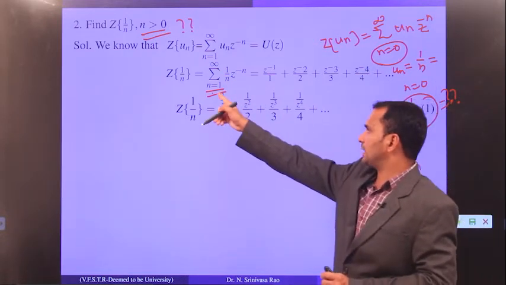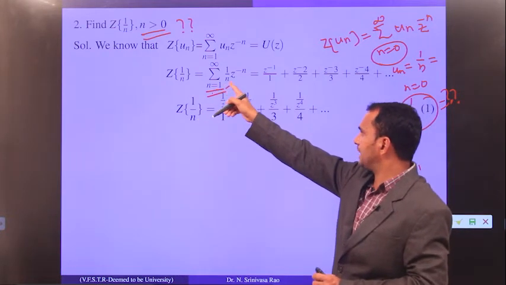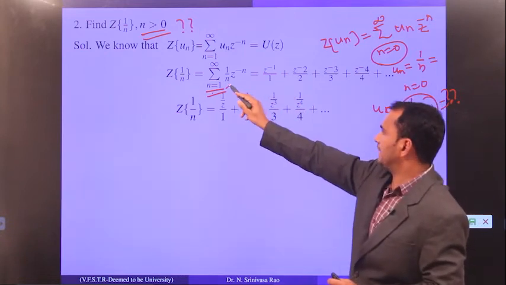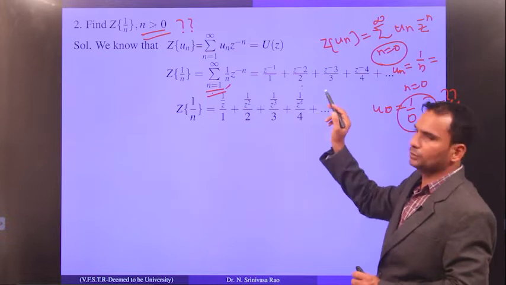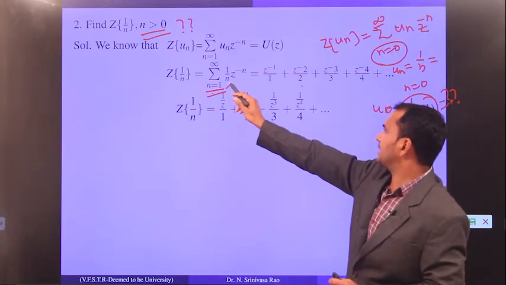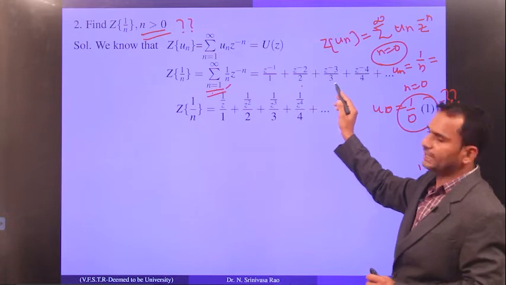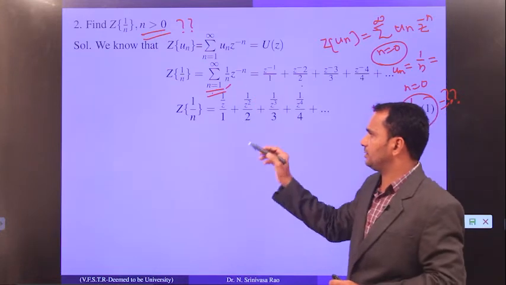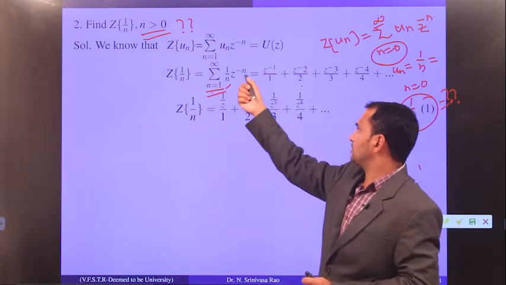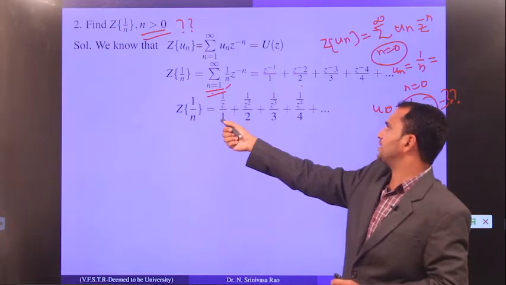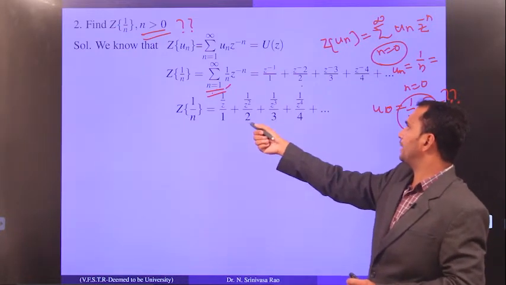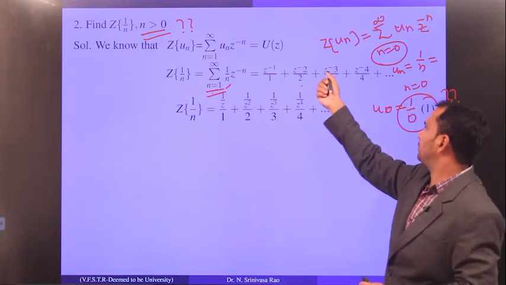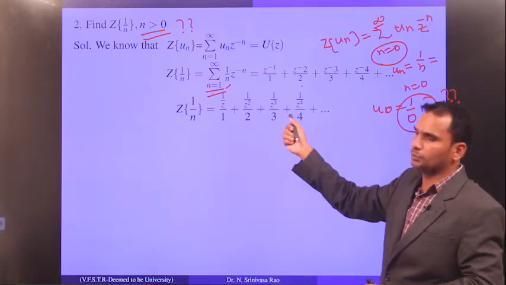Now n has to run from 1 to infinity. If you substitute n equals 1, you will get z to the power minus 1 divided by 1. If you substitute n equals 2, z to the power minus 2 divided by 2. If you substitute n equals 3, z to the power minus 3 divided by 3, and so on. Now the question is how to simplify this. It is 1 by z divided by 1, then 1 by z square divided by 2, since z power minus 2 can be written as 1 by z square. Z power minus 3 can be written as 1 by z cube divided by 3.